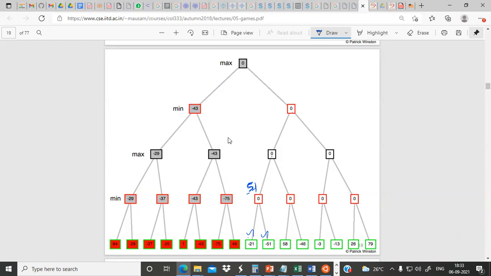Okay, right? After exploring 58, this will become 58, right? Okay, and what is max of minus 51 and 58? This will be 58.